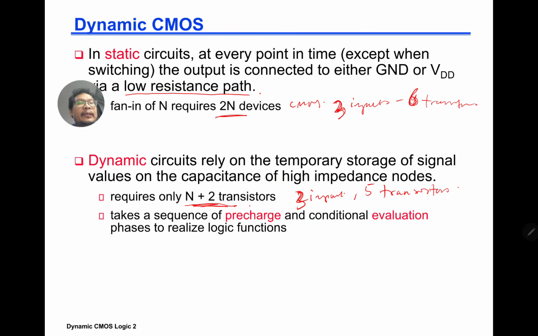The main idea in dynamic circuits is that it takes a sequence of pre-charge and conditional evaluation phases to realize logic functions. It's not like regular gates, where you have the input going into a combinational gate and generating some output. In dynamic circuits, you have two stages: the pre-charge stage and the evaluation stage. The evaluation stage is where we evaluate the answer, or the output, of the logic gate.